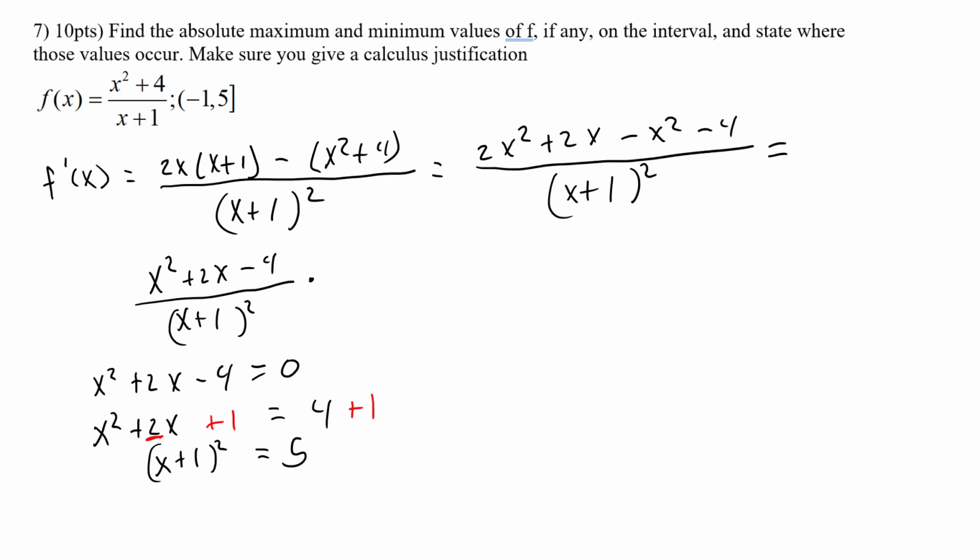And so then we get x plus 1 is equal to plus or minus the square root of 5. So then x is equal to -1 plus or minus the square root of 5. But you're only looking in the interval from -1 to 5. And so if you do 1 minus, you'll be outside of that. So it's not that. It's 1 plus the square root of 5. Okay.